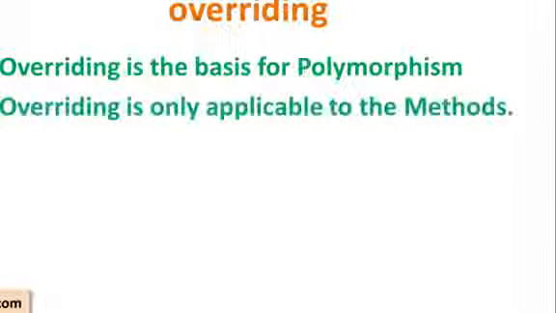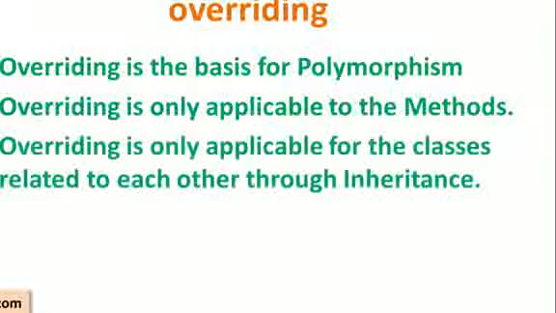And remember that overriding is only applicable to methods, so it cannot be applied at the class level. Overriding is also applicable for classes that are related to each other through inheritance. That means this concept is only applicable between the superclass and subclass relationship.